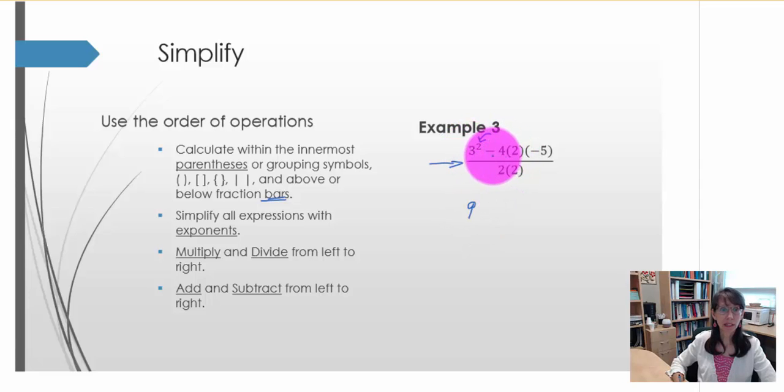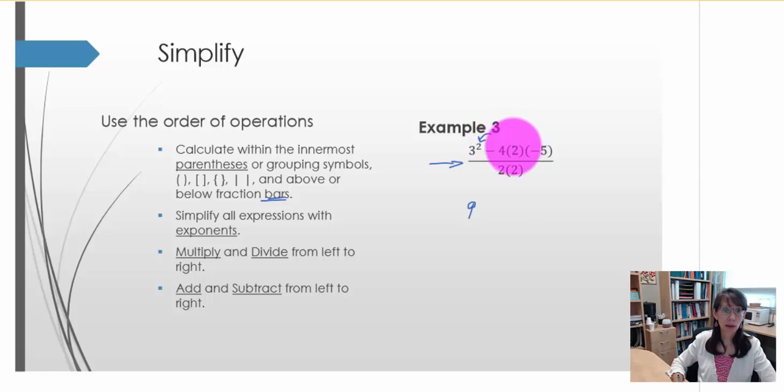Then what we actually have is negative 4 multiplied by 2 multiplied by negative 5. So I have 2 numbers that are negative and 1 that is positive. Any even number of negative numbers multiplied will make a positive product. Or you can just take them 2 at a time.